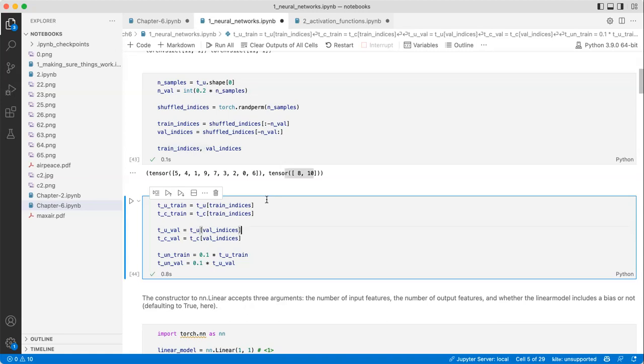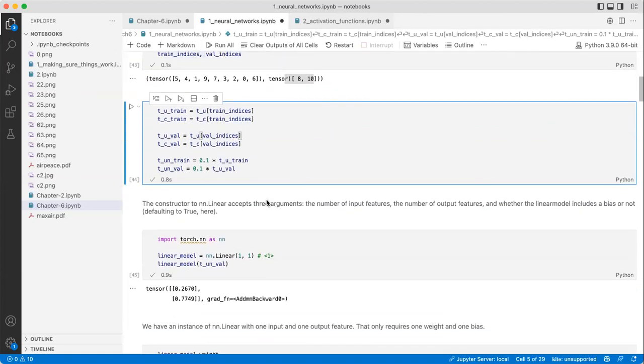The only thing that is useful is the last one, where they use 0.1 times t_u_train and 0.1 times t_u_val, which basically tries to normalize the input, right? The content. So this is normalization. But the other thing is just doing the train test split, yeah.